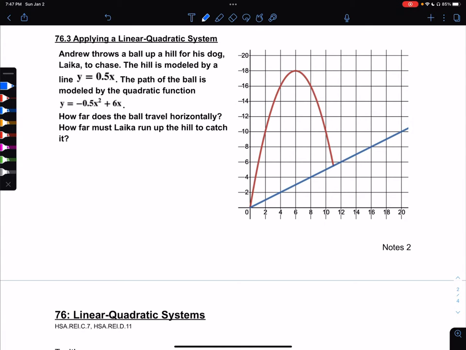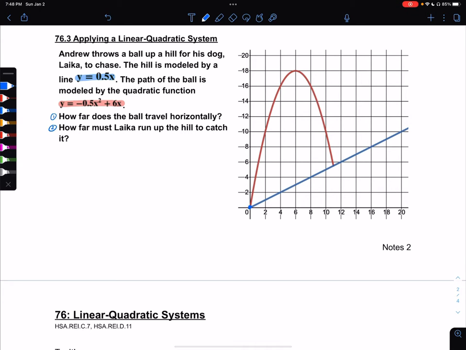The hill is modeled by a line y equals 0.5x, so that's going to be the blue line. And the path of the ball is modeled by the quadratic function y equals negative 0.5x squared plus 6x. That'll be this red one here. How far does the ball travel horizontally? So that's question 1. And how far must Laika run up the hill to catch it?